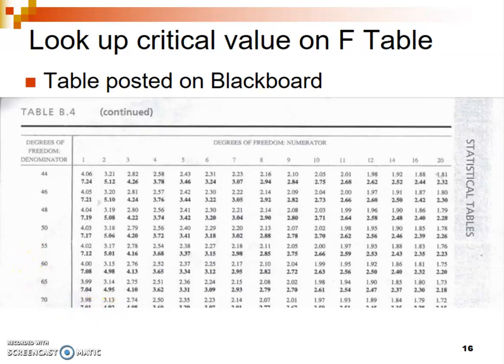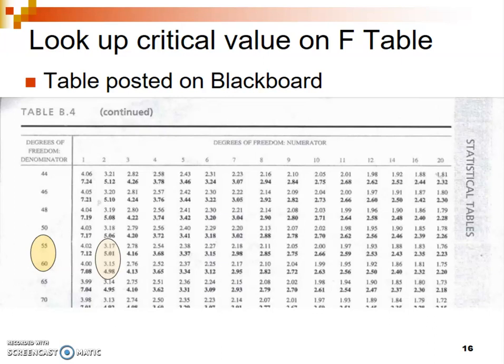Instead, we have 2 values that are close to 58. We know that the number 58 is between 55 and 60, so our critical value is going to be between one of those two. So let's look at the correct row, correct column. Again, the column is determined by your degrees of freedom between.